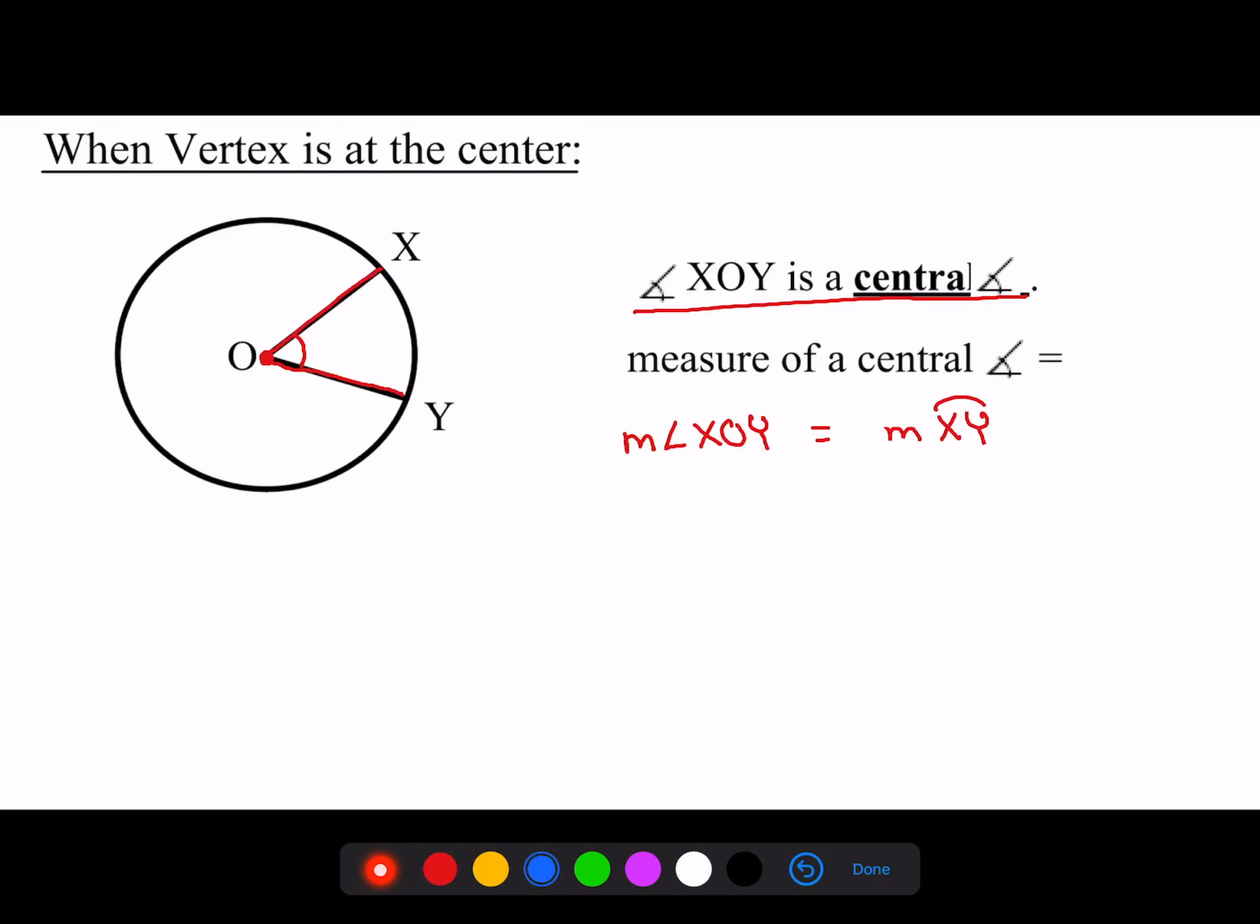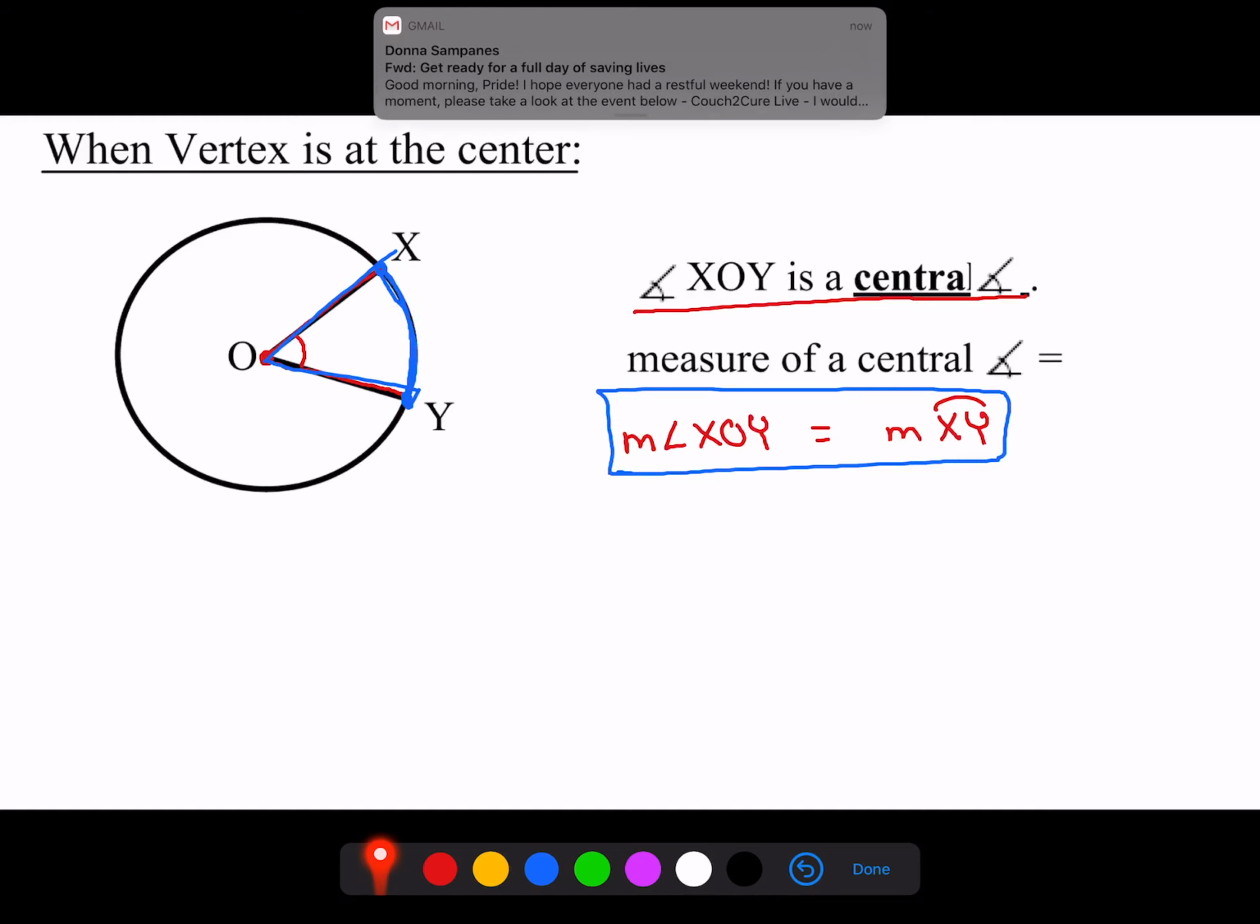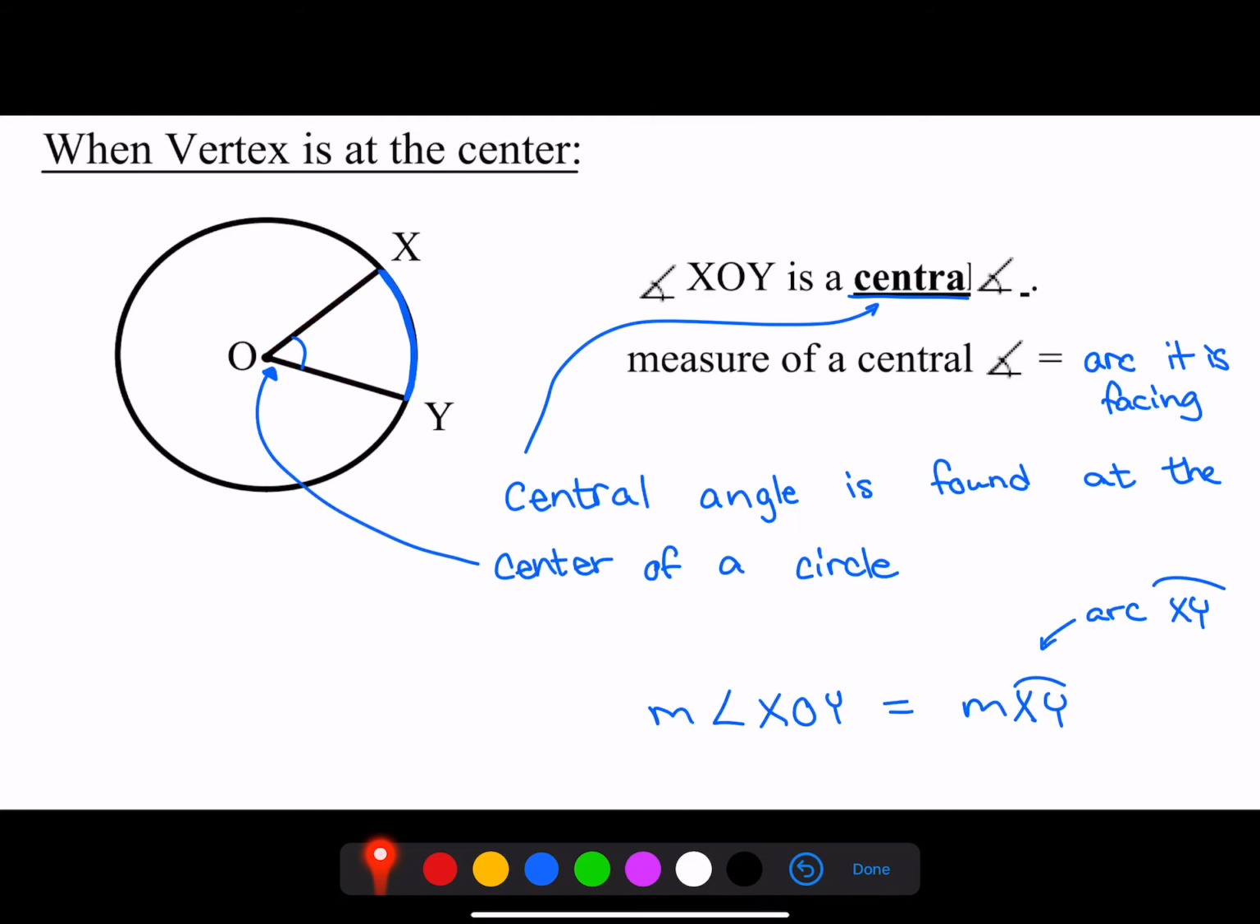So we see that these 2 points, X and Y, this is the arc that's being intersected, arc XY. Because again, these two lines that form our angle are cutting that circle at point X and point Y. So this is our equation. Our central angle, if it's formed at the center, will always be equal to the measure of the arc that it's facing.